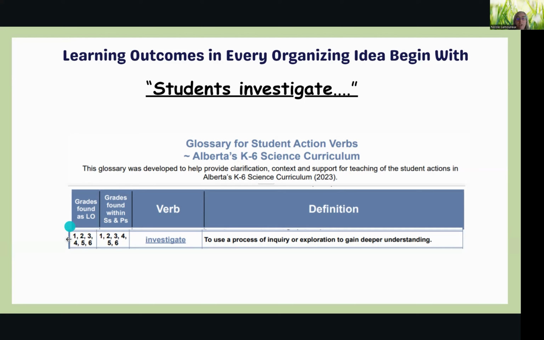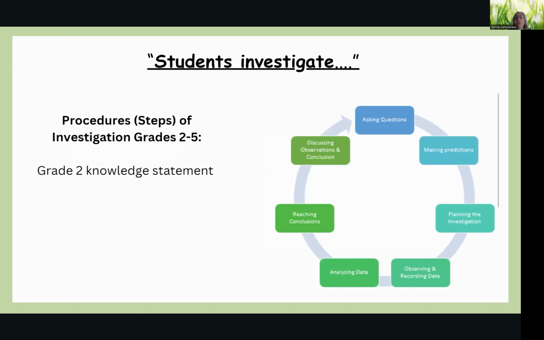That tells you what learning outcome this word or verb is found in, because that's what gives us clues for assessment, as well as your skills and procedures. So investigate means to use a process, right? We talked about that procedural knowledge to gain deeper understanding of those ideas. Well, that has been laid out in the grade 2 curriculum in the knowledge statement. So these are the steps, and I created this graphic organizer that we're going to work with today, as well as share out with you.